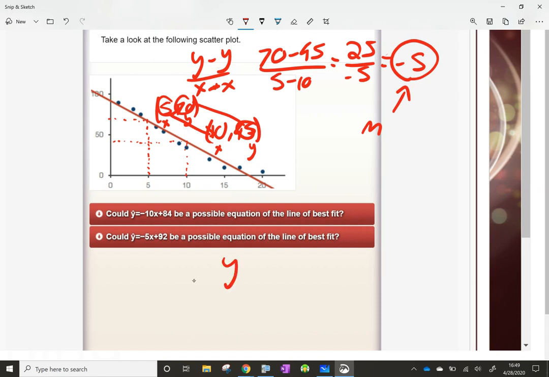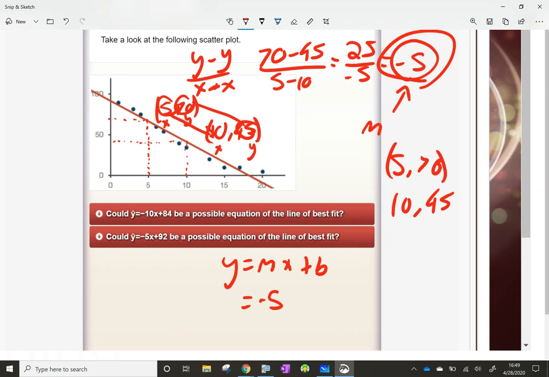Let's go with trying to make the actual equation of this line. So the m value is negative 5. Remember, we just calculated that. Now for the y and the x, let's use one of the points. Remember, our points that we picked were 5 and 70 and 10 and 45. Let's pick any one of those. Let's pick the 5 and 70. The 5 is the x. So we'll plug the 5 in for the x, and we'll plug the 70 in for the y. So I plugged in the y value, the m, and the x value. And now let's just find out what b is.